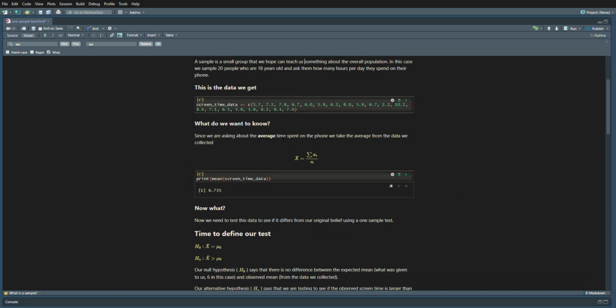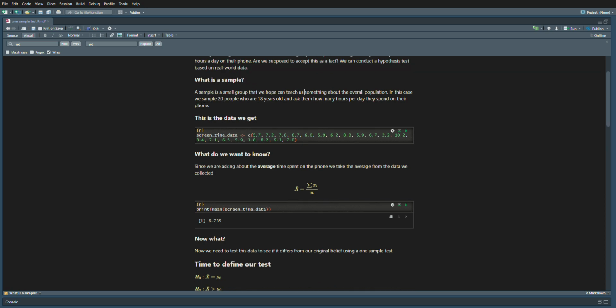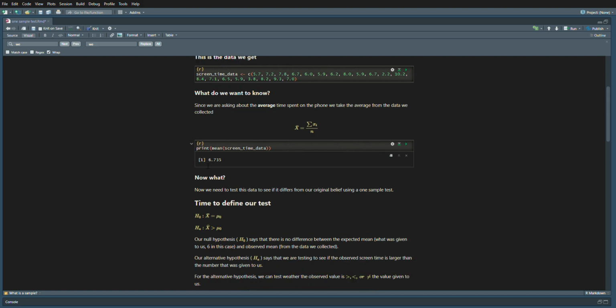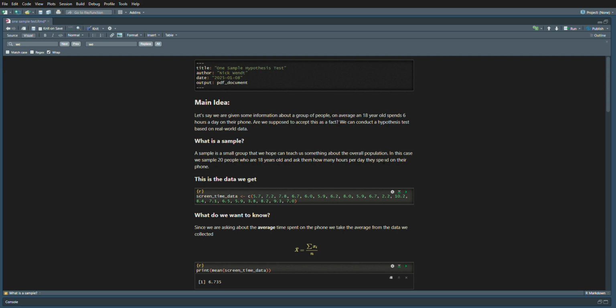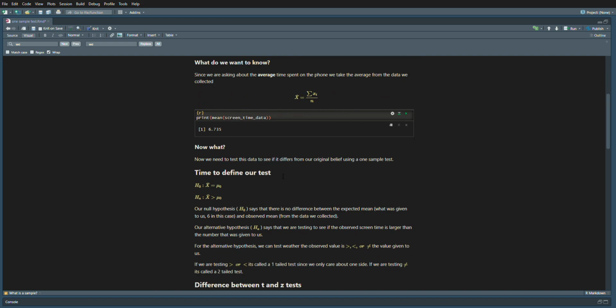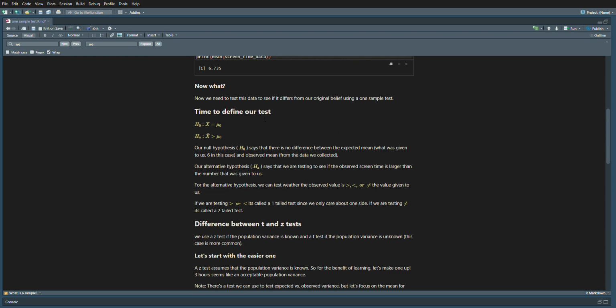and we want to know the average time spent on their phone. So we use this formula to calculate the average, adding up all these numbers and dividing it by 20, which is the number. And we get something pretty close to 6. So we are wondering if 6 is a good estimate. So now we need to see if it differs from our original belief using a one-sample test.